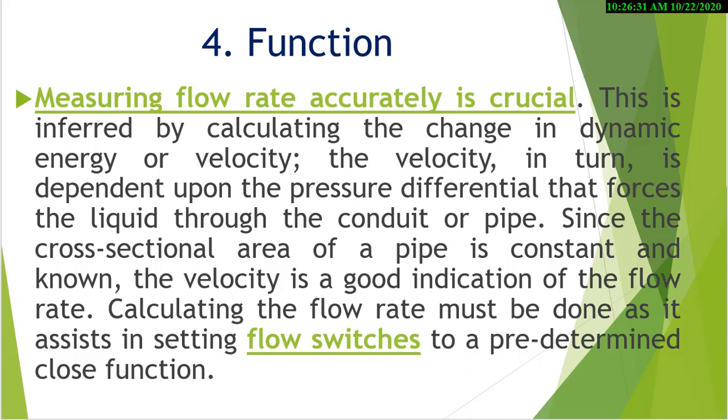Since the cross-sectional area of a pipe is constant and known, the velocity is a good indication of the flow rate. Calculating the flow rate must be done as it assists in setting flow switches to a predetermined close function.